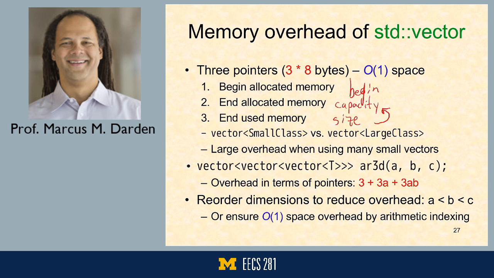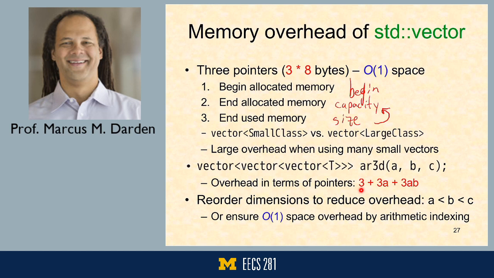And if you have to do something with a lot of vectors, like a 3-dimensional vector, remember a 3-dimensional vector is a vector that has a bunch of vectors in it, and each one of those vectors has a bunch of vectors in it as well. So the ordering of this is important. When we talked about earlier skills of the programmer here, you can see that this declaration of this 3-dimensional array, R3D, has A, B, and C as its sizes, right? So the overhead in terms of pointers is my outer vector has 3 pointers, because that's where the outer vector begins, ends allocation, and ends memory used, right?